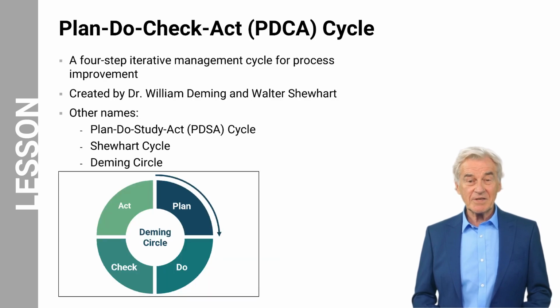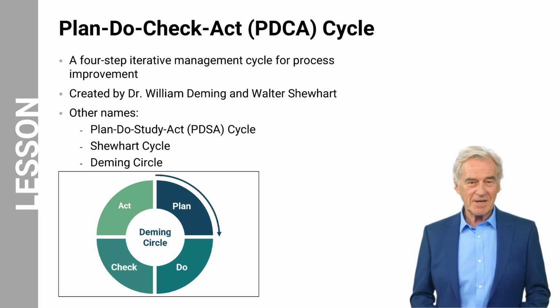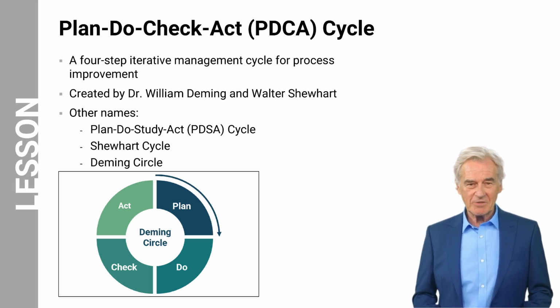The procedures for both corrective and preventive actions follow the Plan, Do, Check, Act cycle created by Dr. William Edward Deming and Walter Shewhart. PDCA is a four-step iterative management cycle for process improvement. The cycle can also be referred to as the Plan, Do, Study, Act cycle, Shewhart cycle, or the Deming circle.